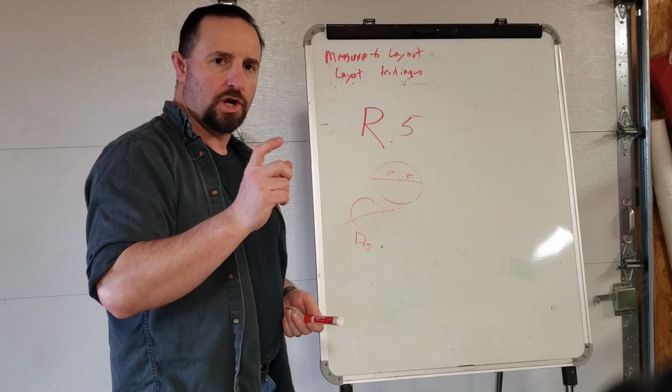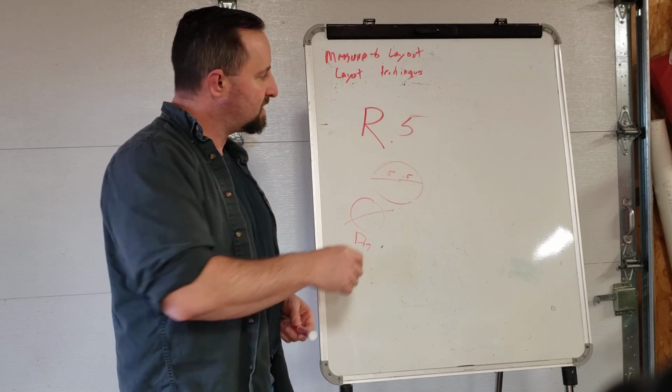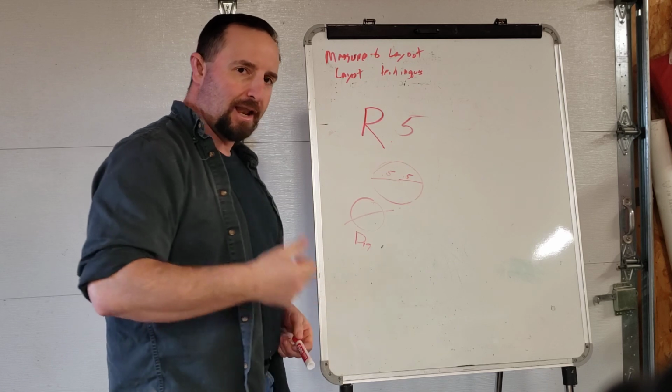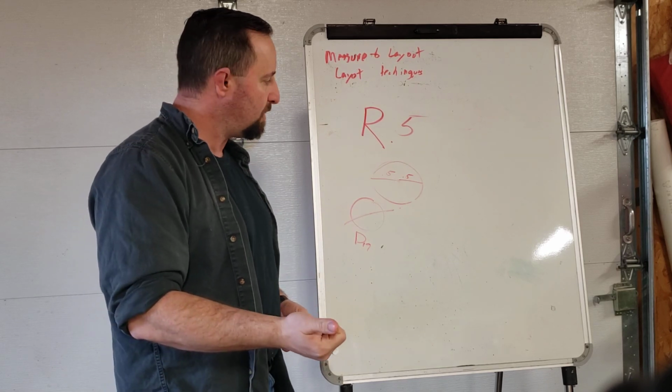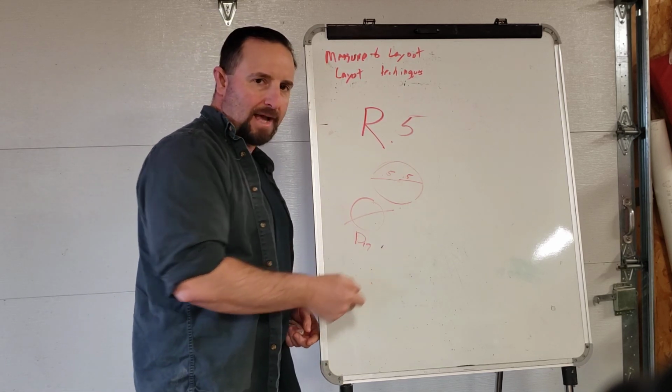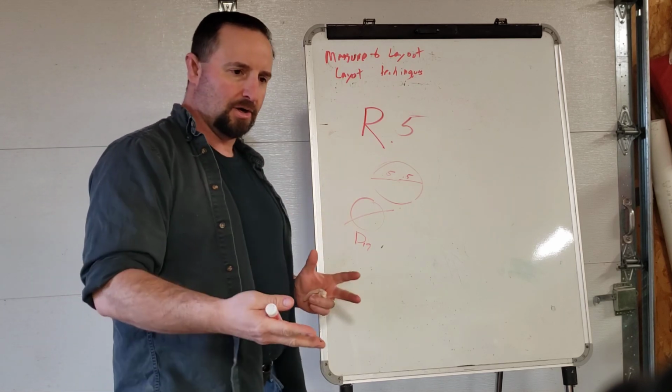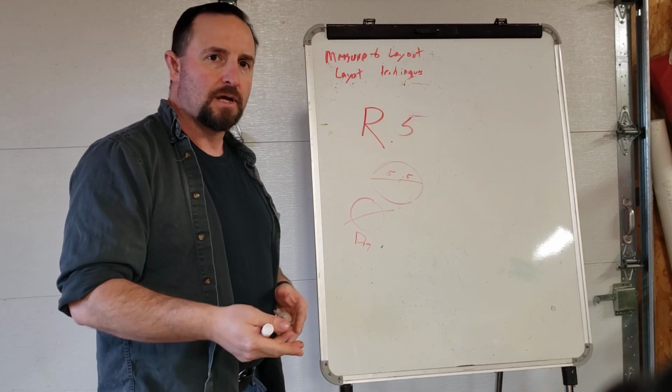Now, when you're setting your compasses, you're going to be setting it as a radius. And if you forget that and you set your compass as a diameter, your parts are going to be off and your prints are going to be off.